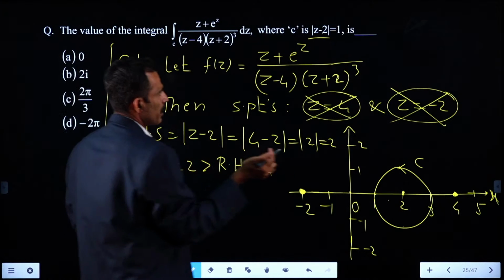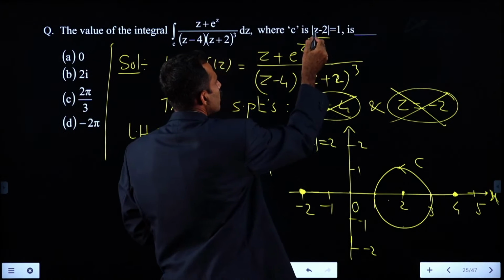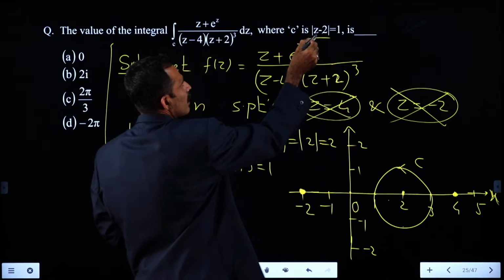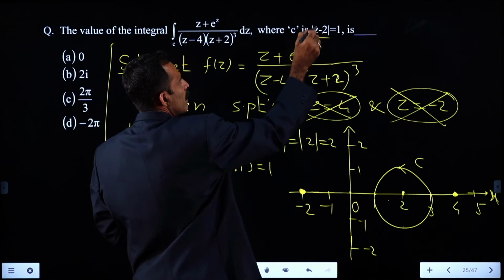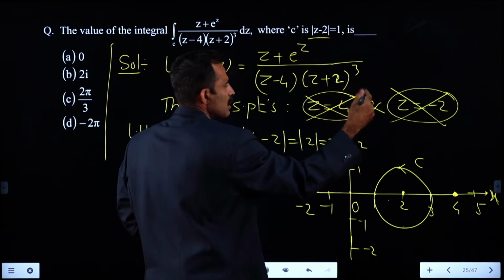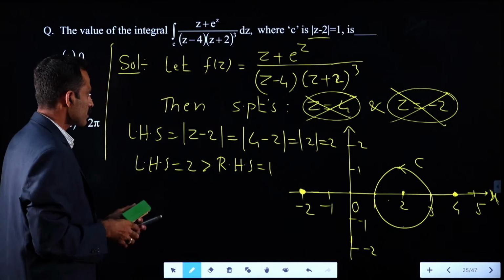Similarly, we can check another point. Take the minus 2, substitute here: minus 2 minus 2 is minus 4. Modulus of minus 4 is plus 4, which is greater than 1. So this point also lies outside the region only.